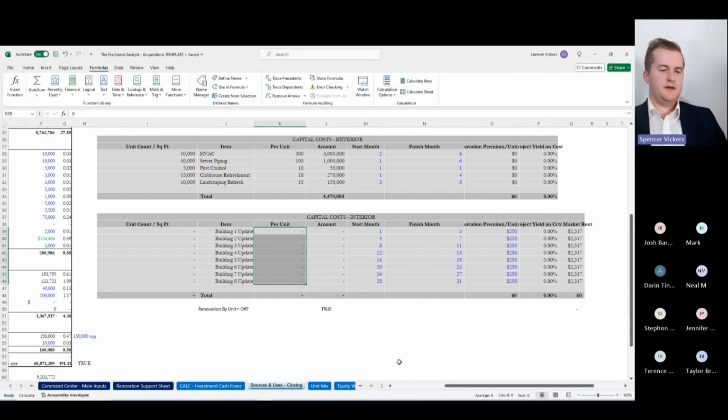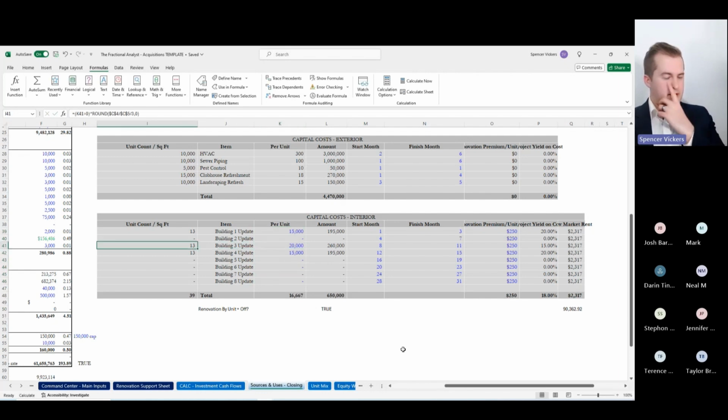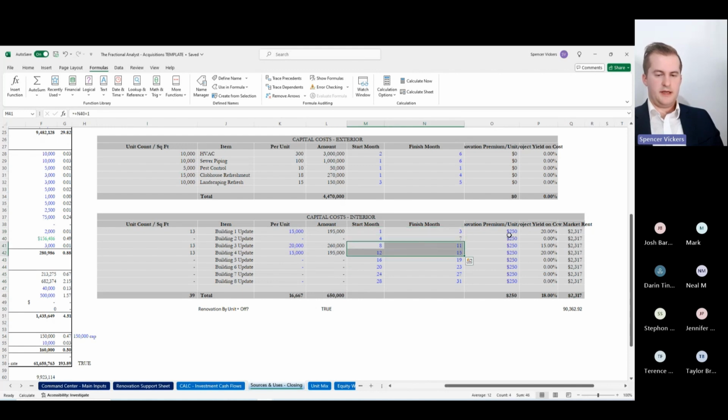The way that you use this is you say, okay, for building 1, I think there's 15,000 per unit that needs to be done. For building 3, I think there's 20,000. For building 4, another 15,000, etc. What that's doing is populating an assumed amount of units per building based on how many units there are in total and how many buildings there are in total. You can specify how many buildings there are and how many units there are per building over here, but it's just an auto-populated thing for now. Then that'll give you a total renovation amount per building, and then you can specify when those renovations start and when they finish here, and the assumed renovation premium that you're getting for doing those.